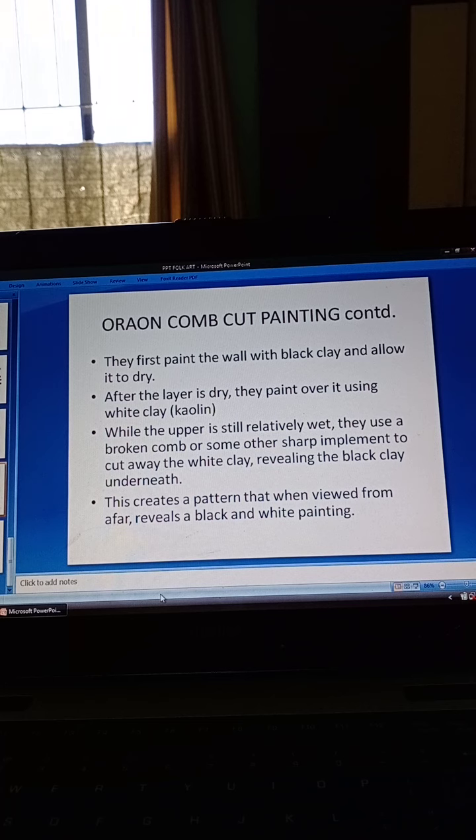Okay, now in Oraon comb cut painting, they first paint the wall with black clay and allow it to dry. After the layer is dry, they paint over it using white clay, that is kaolin. While the upper layer is still relatively wet, they use a broken comb or some other sharp implement to cut away the white clay, revealing the black clay underneath. This creates a pattern that, when viewed from afar, reveals a black and white painting. So, this is how it got its name, comb cut painting.